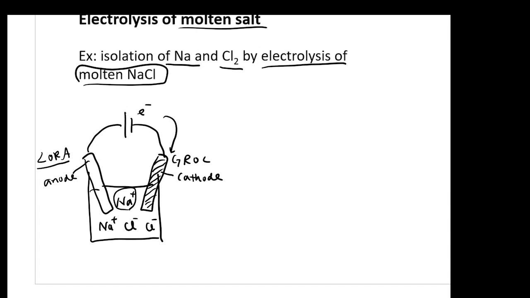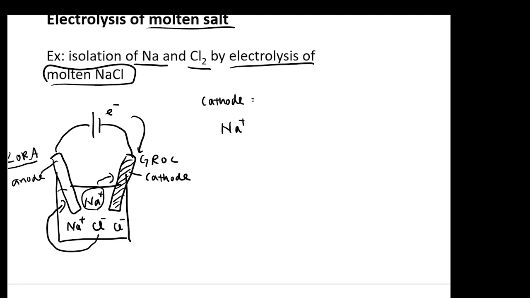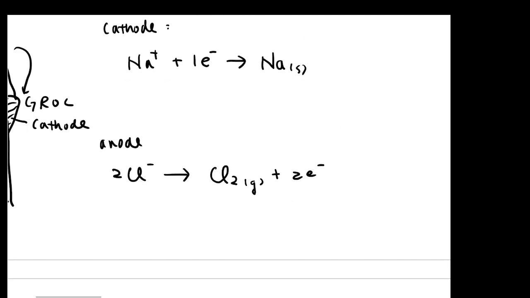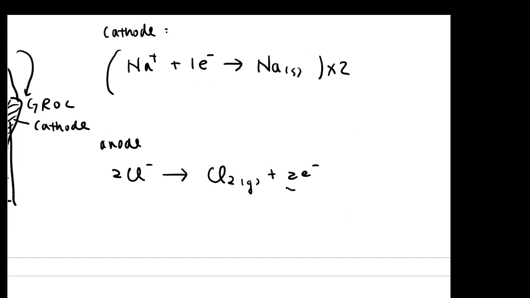The cations inside your solution will move to your cathode, and the anions will move to your anode. Therefore, at the cathode, Na plus is going to gain electrons and produce reduced sodium. At your anode, your chloride is going to undergo an oxidation reaction to produce Cl2 plus 2 electrons. For the overall reaction, you want to balance the overall charge, so there are 2 and there is 1, and you need to multiply your equation at the cathode so you can add it all up.